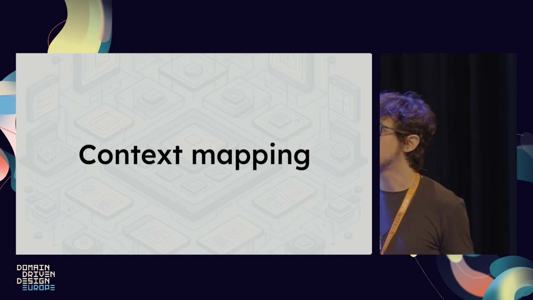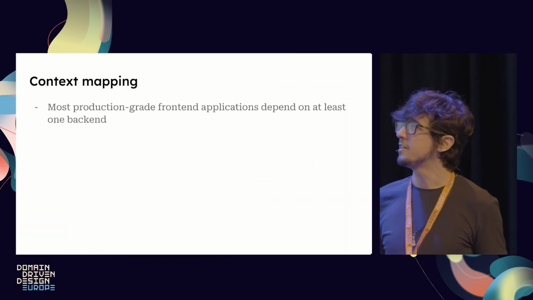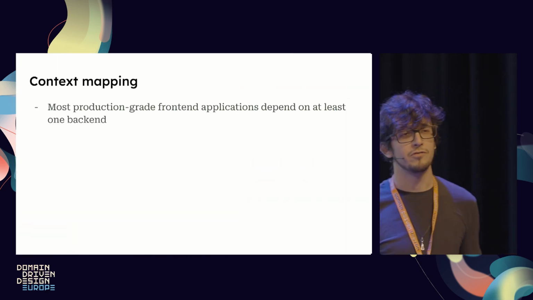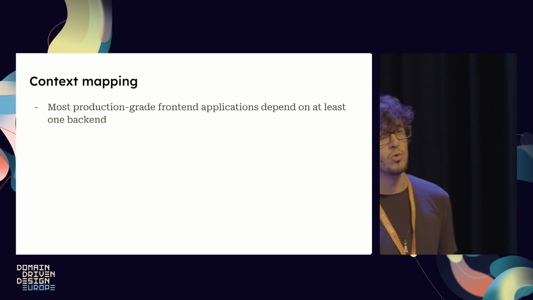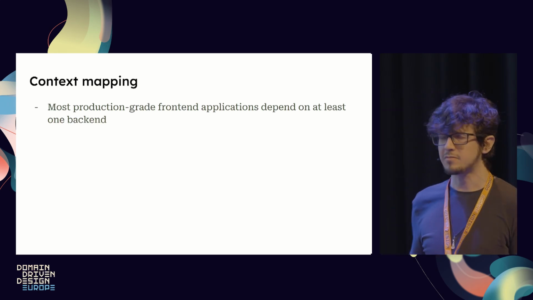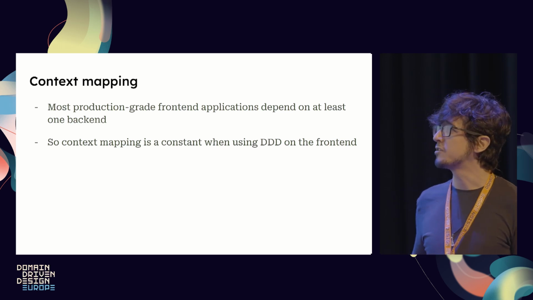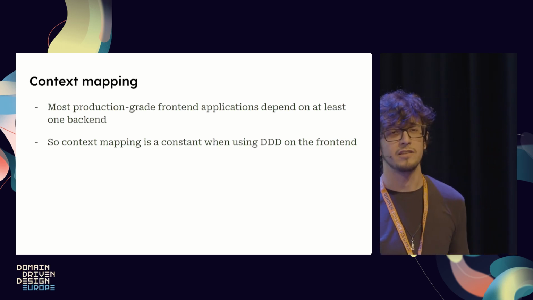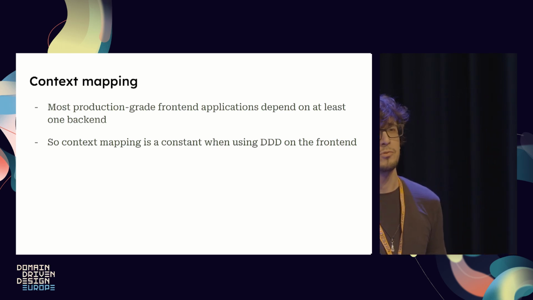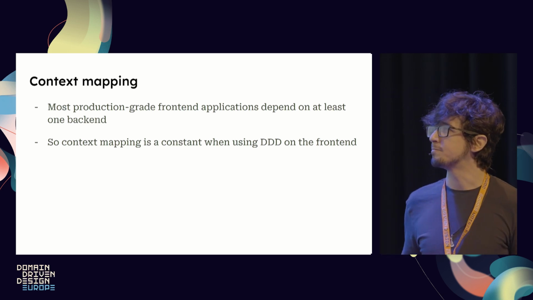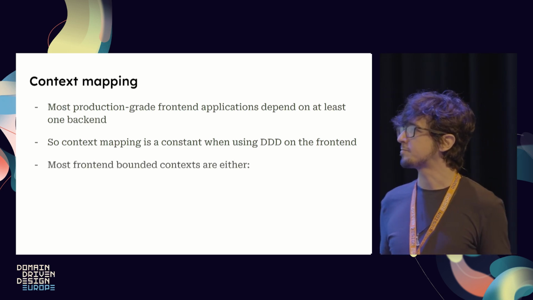Which leads us to talk about context mapping. So the thing is that most production-grade front-end applications consume at least one API, at least one backend. So if you're using DDD on the front end, context mapping is going to be a constant. We're going to need to map between the model of that backend that we're consuming and the model of the front end.